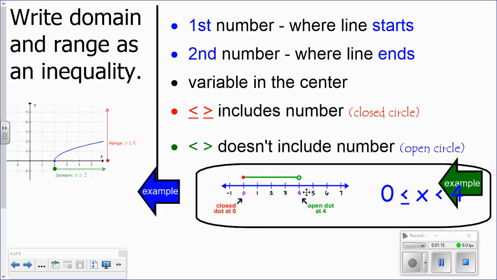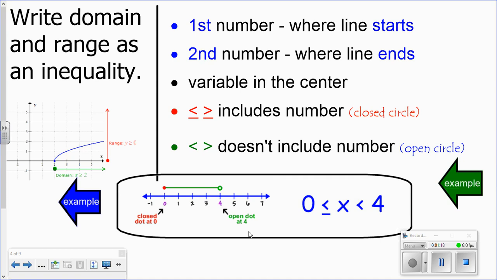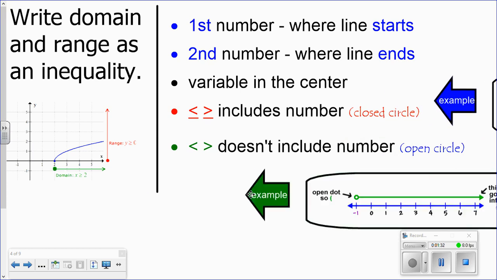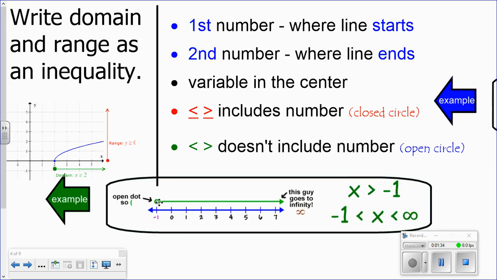So for example, when we have this domain and it starts at 0 with a closed circle and ends at 4, we would say 0 is less than or equal to x, which is less than 4. In this example, we're going to start here at -1 with an open circle, but it goes to infinity. So we could write it either way. You could just say x is greater than -1, or you could say -1 is less than x, which is less than infinity.